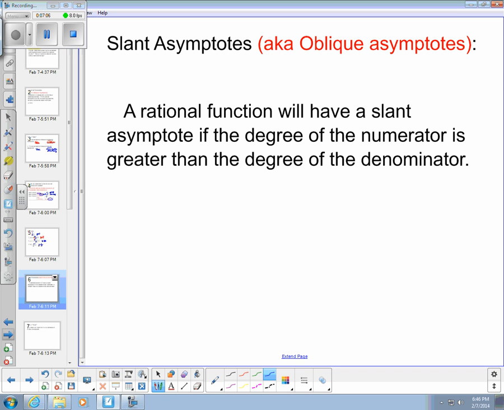Okay, the other type of asymptote, the last type, is called a slant asymptote, which is also known as an oblique asymptote. A rational function will have a slant asymptote if the degree of the numerator is greater than the degree of the denominator.